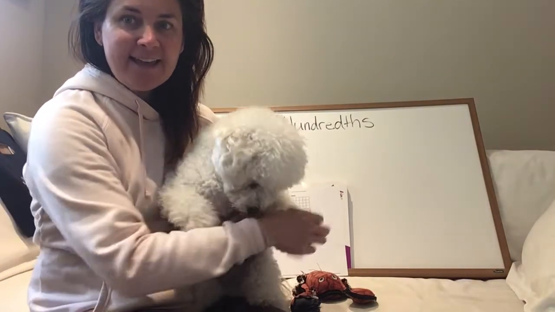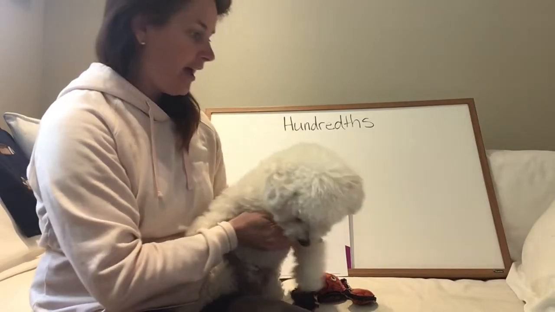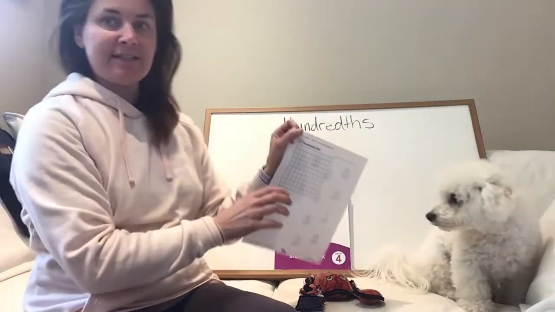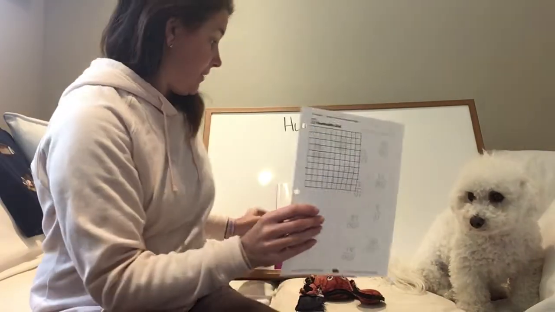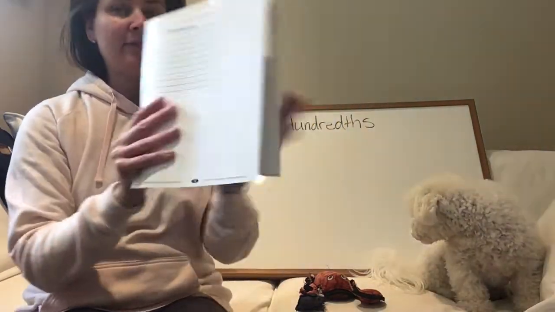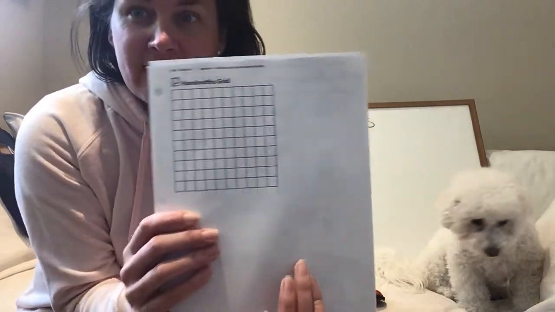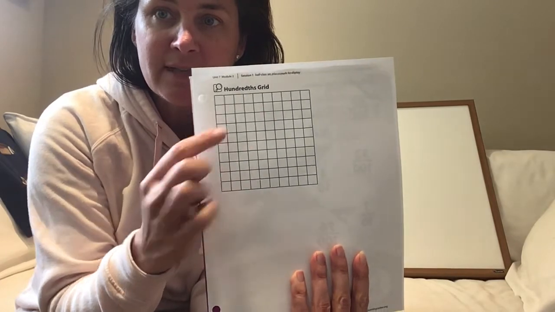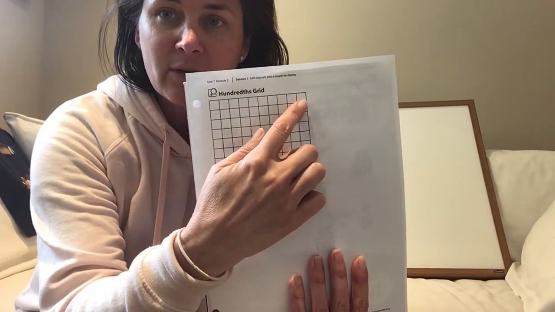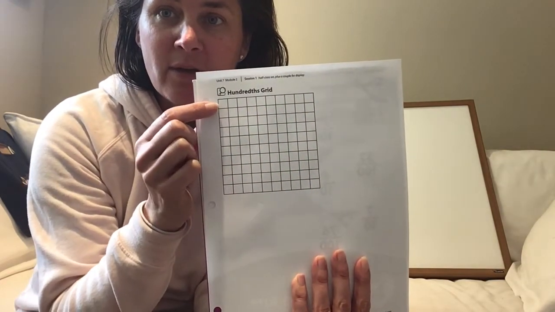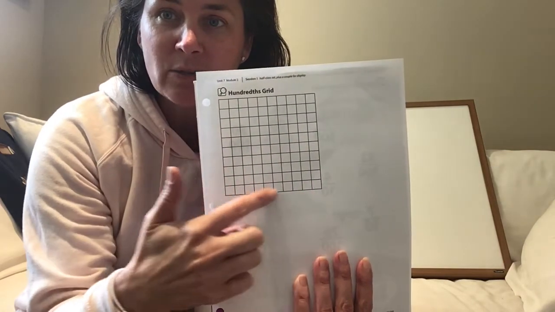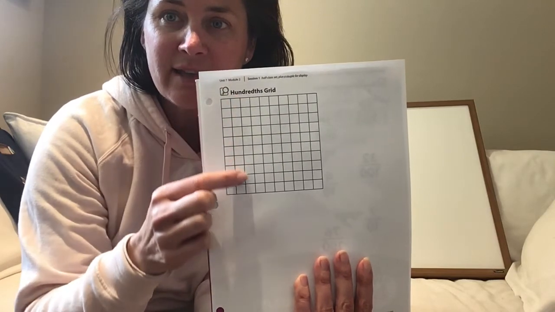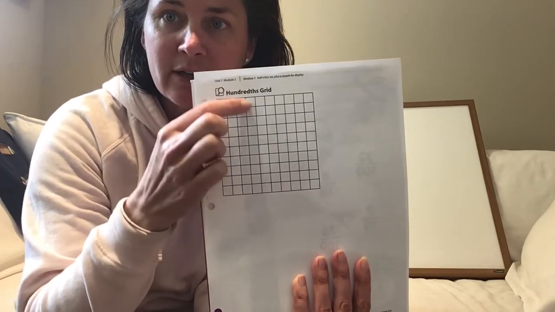Welcome back. Today we're going to talk about a hundredths grid and fractions and decimals. So here we have a hundredths grid. And as you know, there are 10 squares that go down and 10 squares that go across. So there are 100 squares in all. There are 10 of these rows here.